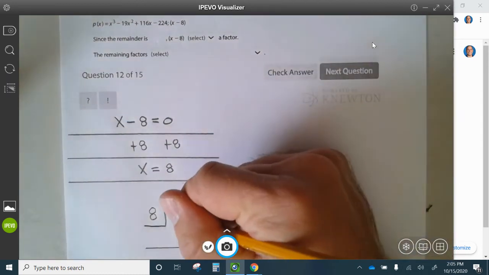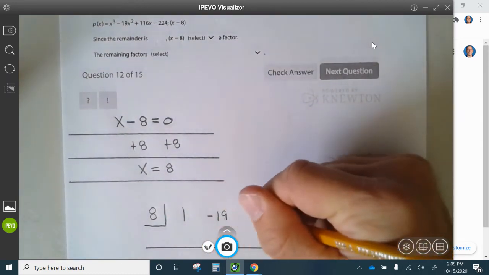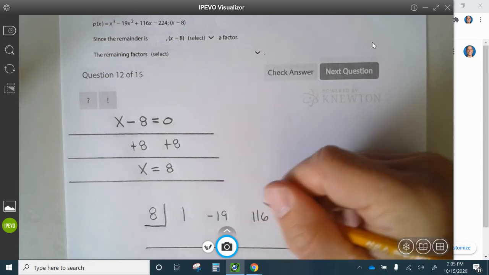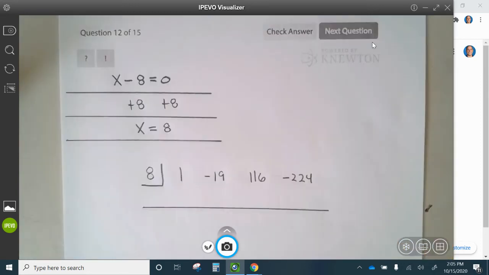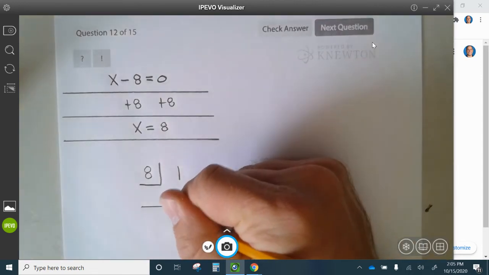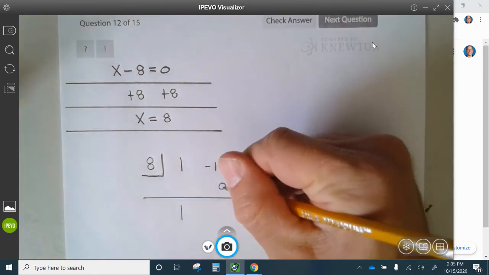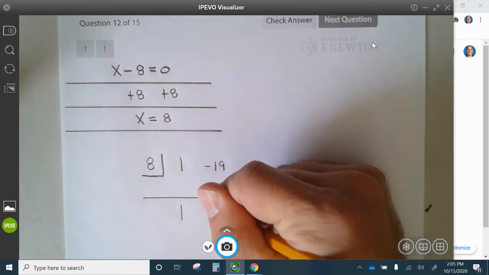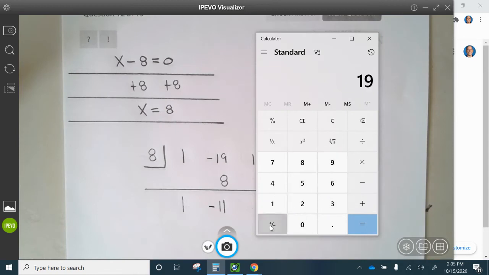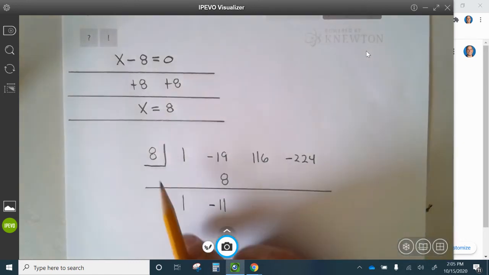Bring down the 1, the negative 19, the 116, and the negative 224. We're going to do synthetic division, and remember, if the remainder is 0, x minus 8 is a factor. So we bring down the 1. 8 times 1 is 8. Negative 19 and 8 combine to be negative 11. Let's just make sure that's right. Yep. So 8 times negative 11 is negative 88.